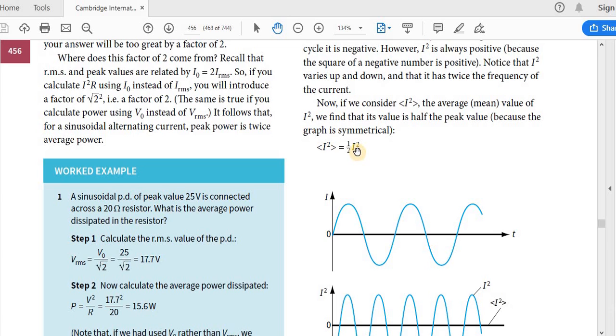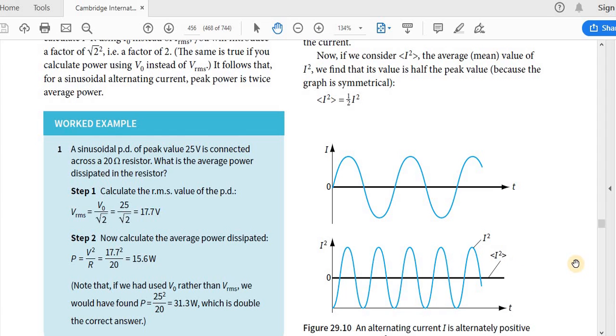Okay, so here is the value. Because the graph peak value of I squared, we find that its value is half the peak value because the graph is symmetrical. Okay, now so again, if we consider I squared, the average mean value of I squared, okay, so I squared, this thing means average. So now if we consider the mean value of I squared, we find that its value is half the peak value because the graph is symmetrical.